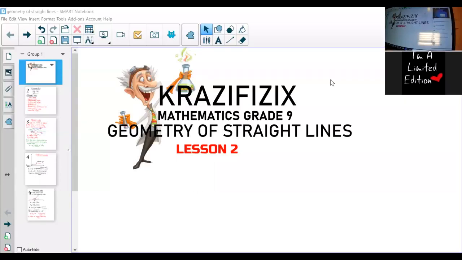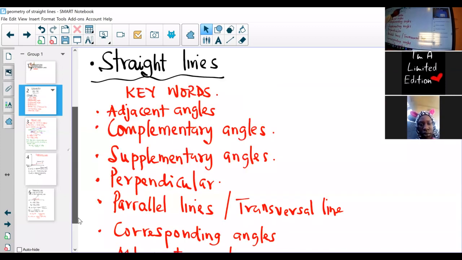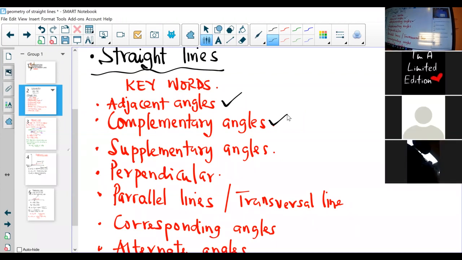All right, so we looked at geometry of straight lines in the last lesson, lesson 1. These are the few things that we talked about. We said there are keywords which we need to quickly get abreast of and understand. We talked about adjacent angles, if you remember. They have a common vertex and a common arm. We talked about complementary angles, angles that add up to 90 degrees. And if they are adjacent, then it becomes adjacent complementary angles. Supplementary angles, angles that add up to 180 degrees. We stopped there. All right. We also mentioned perpendicular angles that form 90 degrees.